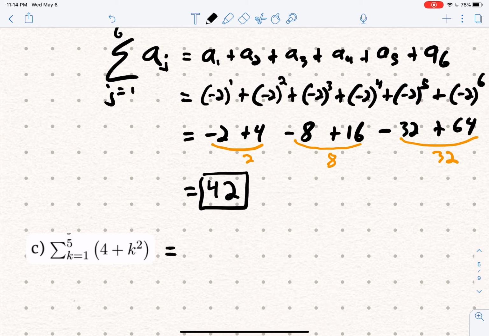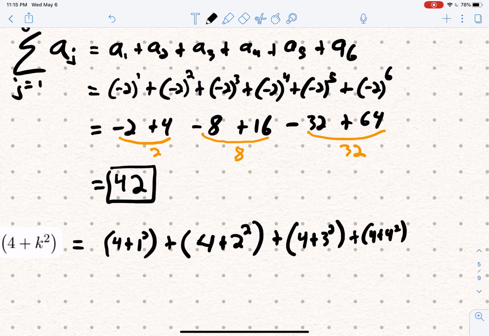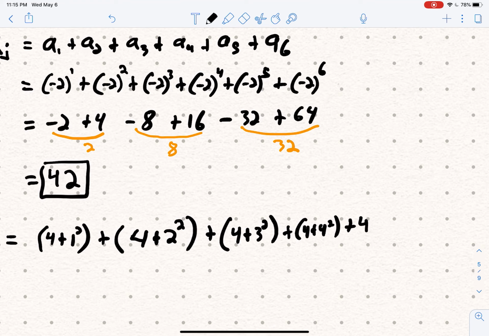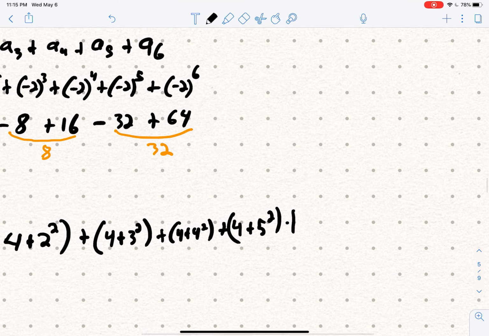We're going to start with k equal 1. When k equals 1, we get a term that looks like this, 4 plus 1 squared. Then plus our next term, when k is equal to 2, so that's 4 plus 2 squared, plus 4 plus 3 squared, plus 4 plus 4 squared, plus 4 plus 5 squared, and plus 4 plus 6 squared.